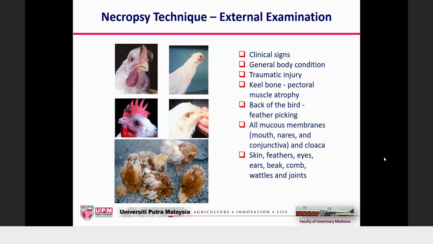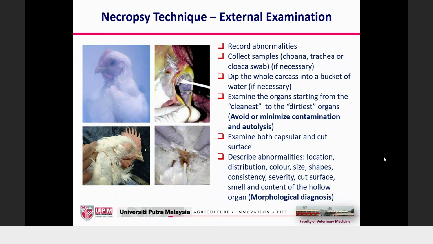If the animal is still alive, look at the clinical signs, general body condition, and any pathognomonic injury. In chicken, probably this one is pectoral muscle atrophy. Then you look at the mucous membranes, skin, and do those examinations. Okay, this all is for diseased animals. I don't need to discuss the disease, but if you're interested, of course, I can share today or later. Then you need to do an external examination, so record the anomalies. You can collect samples if the animal is still alive. In this case, you take a swab.